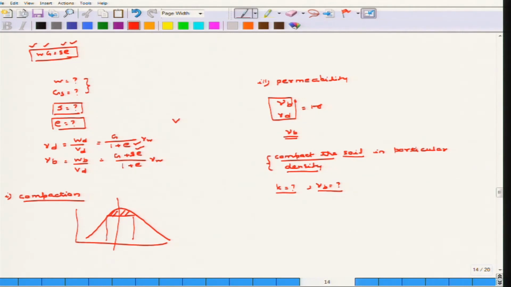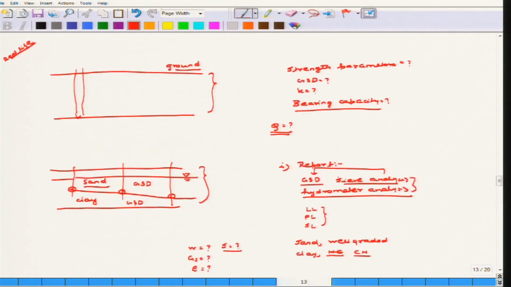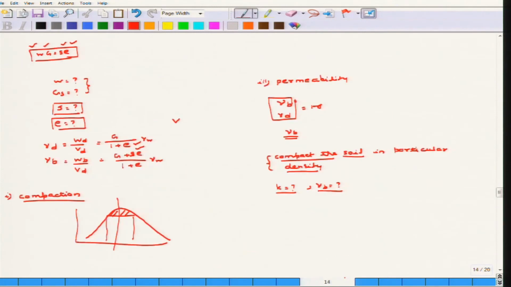Now, you can perform a constant head test, like let us say if you have a layer of sand at the top, you are going to perform a constant head test there, while for the layer of clay, as you know, you have to perform a falling head test. So, then K clay and K sand are found out.